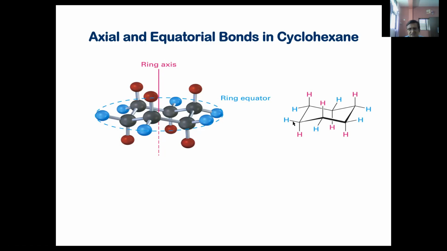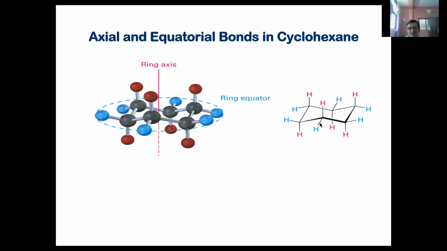So therefore, you can see this is an equatorial bond. In the cyclohexane molecule, in the chair conformation, you will find 6 equatorial and 6 axial bonds. So all these are axial bonds. In the red mark, they are called the axial bonds. This is an axial bond. It is an axial bond.